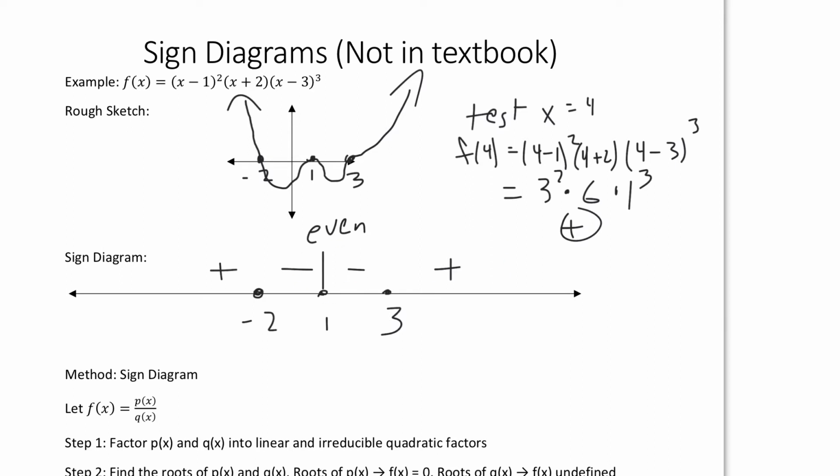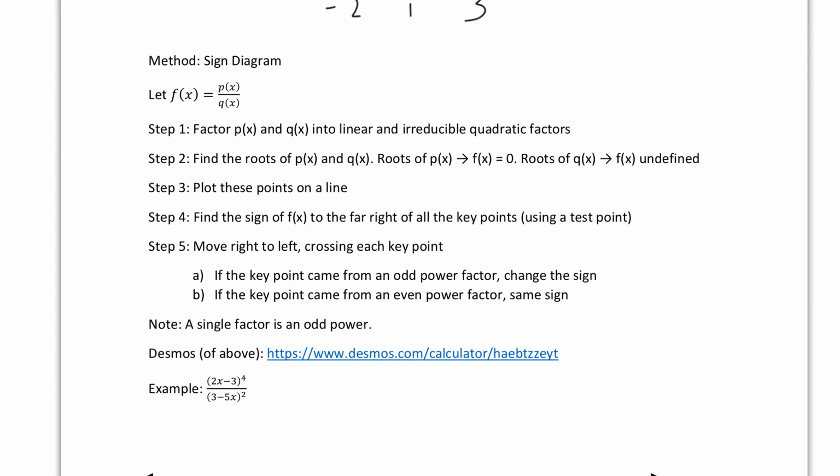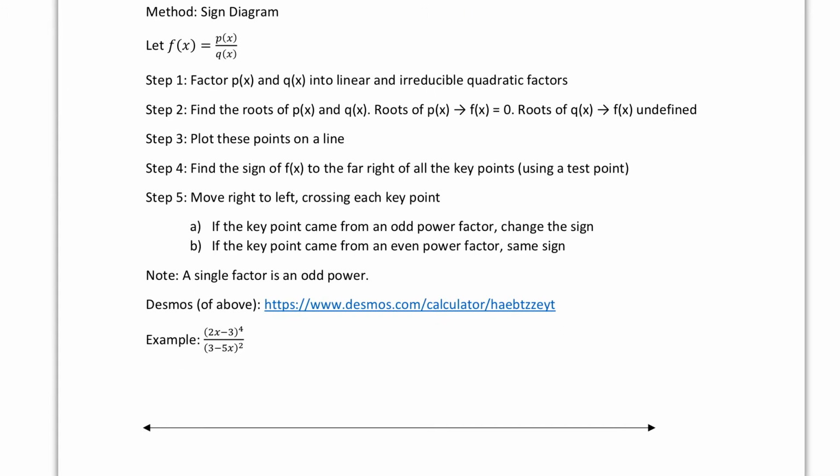And notice we didn't have to worry about the overall degree of the polynomial or look at the leading coefficient. We can just draw a number line and figure out where the graph is positive and negative. Now this is called the sign diagram method, and it works for not just polynomials but also rational functions, anytime you have something with a polynomial over a polynomial. And these are the steps you're going to use.